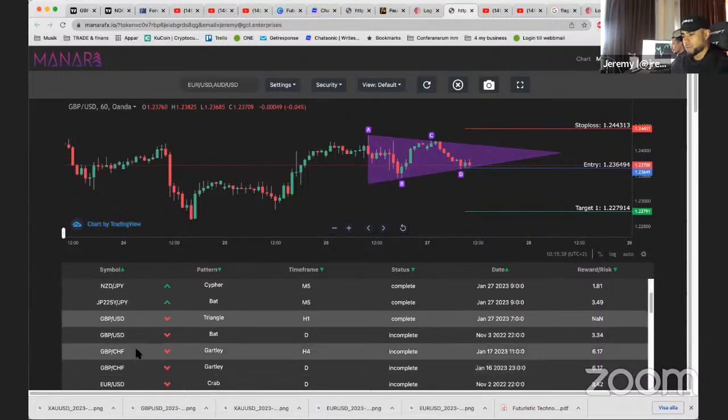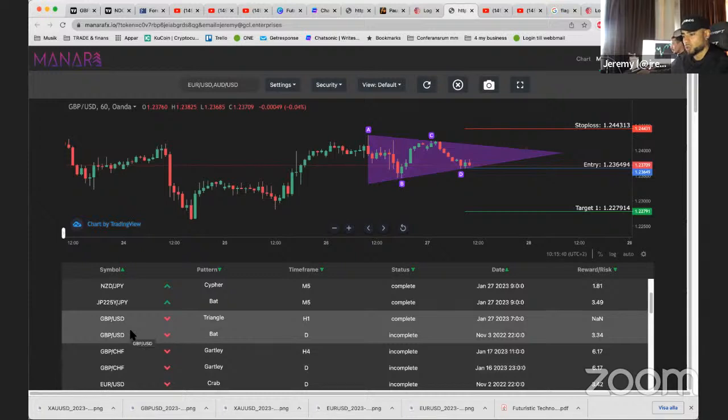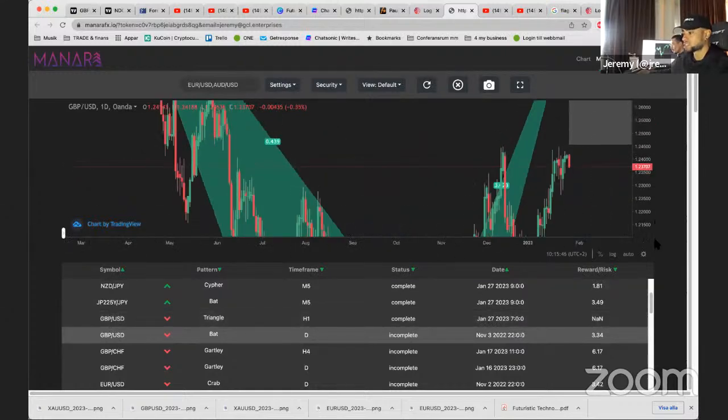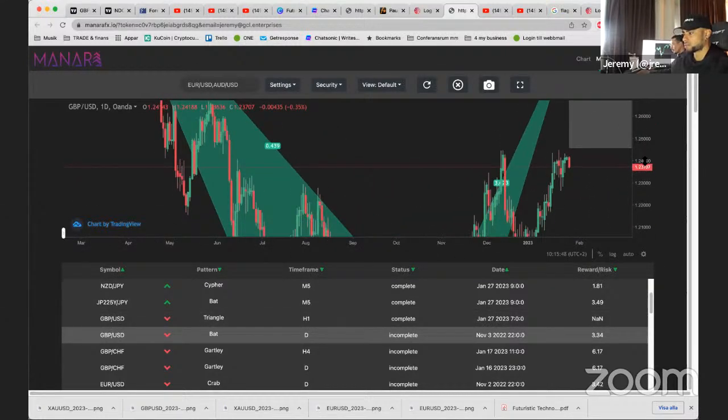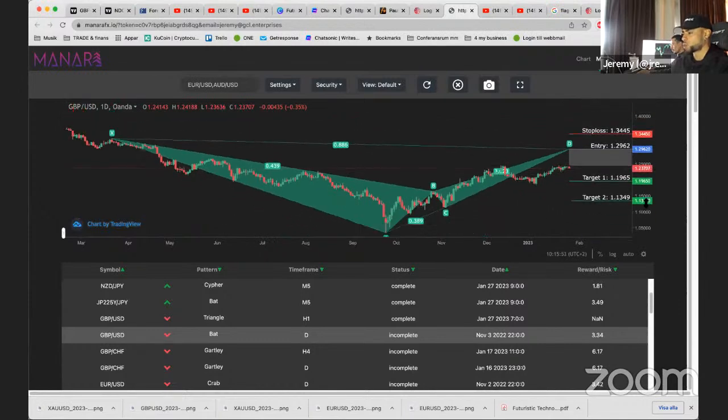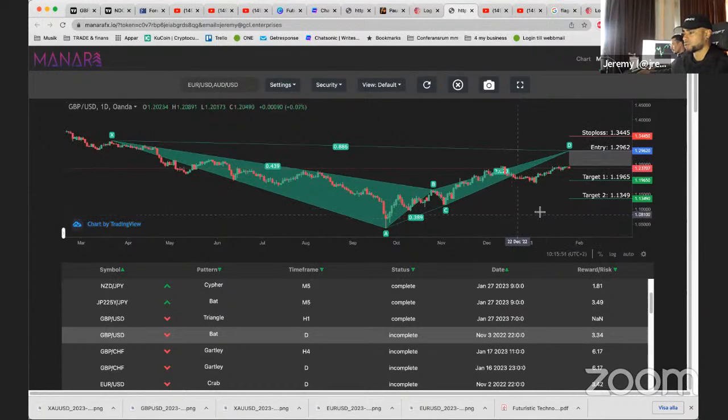Let's see what more we got, because we got more GBP USD. The only problem is it's not completed. It's on a daily time frame. But let's look at that, because it's a bat pattern, which I consider much stronger than a triangle pattern. Triangle patterns can be good sometimes. They tend to work very well with, for example, Bitcoin, crypto.